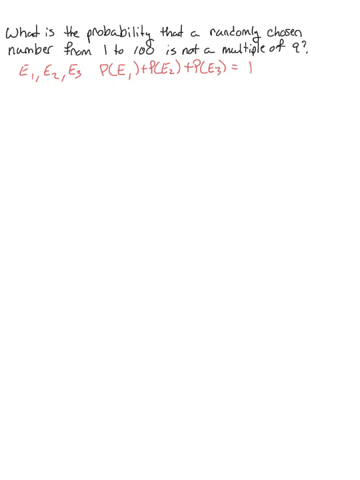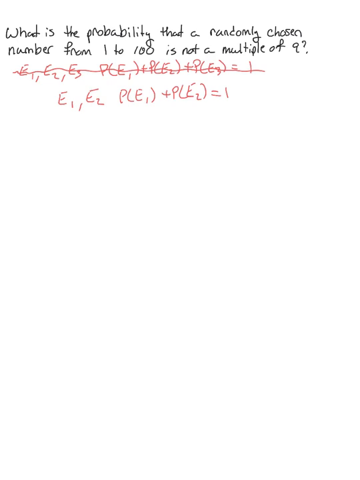Now let's say we were only dealing with events 1 and 2. So we're not dealing with this situation anymore. Then in this case, the probability of event 1 plus the probability of event 2 would have to equal 1. Now in our question here, we want to know the probability that a randomly chosen number from 1 to 100 is not a multiple of 9.